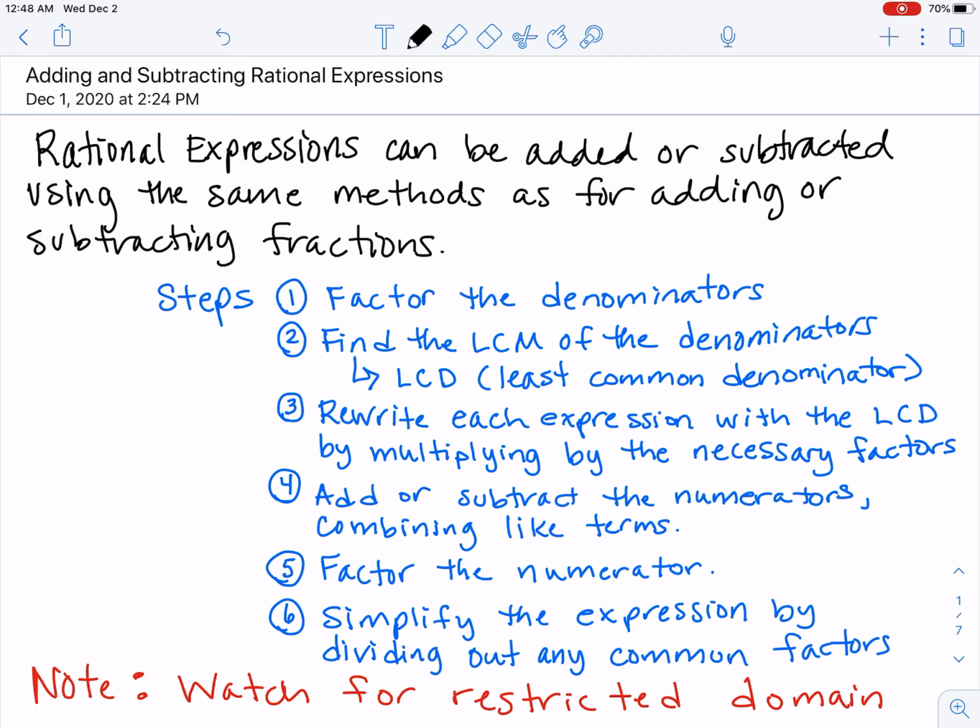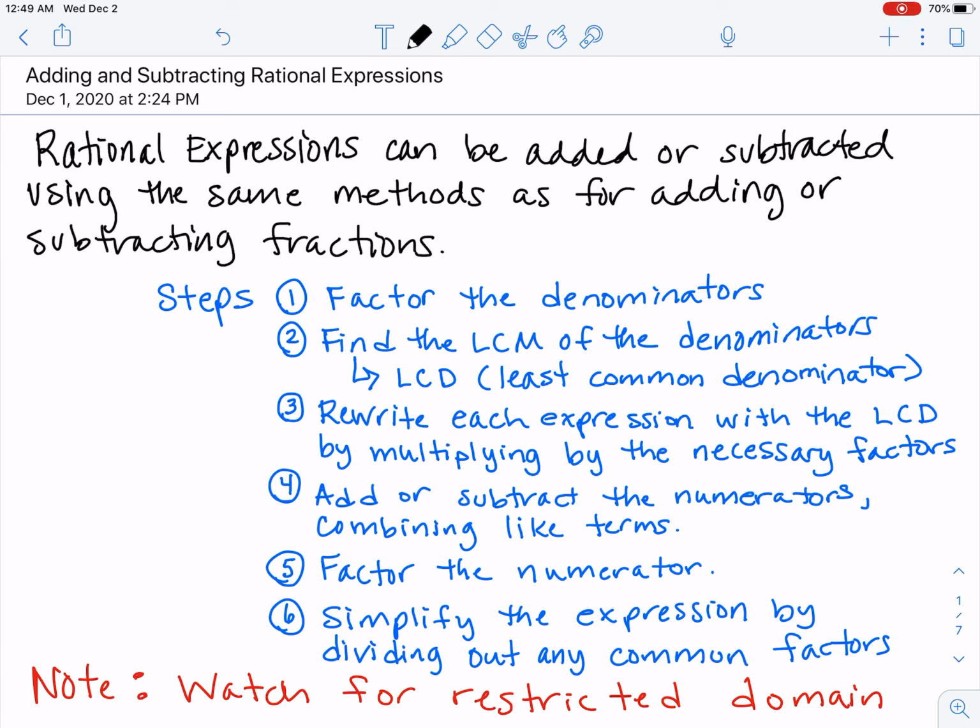So these 6 steps are, I just tried to write out something for you to follow in case you do get stuck. The first step is to factor the denominators. Look for that least common denominator. Rewrite your expression with the least common denominator by multiplying by any necessary factors. Add or subtract your numerators, combining like terms. Factor that numerator and simplify that rational expression if you can divide out any common factors by chance.